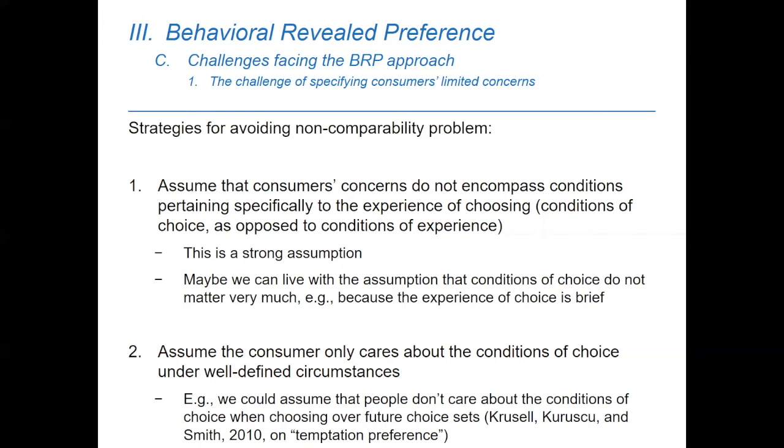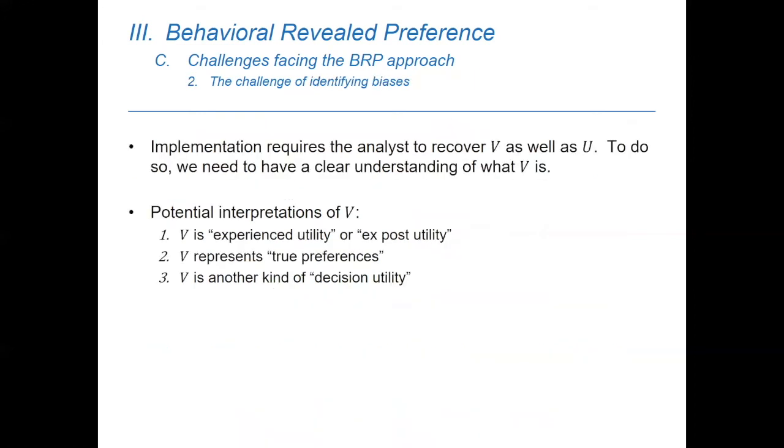Now let's turn to the second challenge that we face when we use the behavioral revealed preference method. And that's the challenge of identifying biases. Implementation of this method requires the analyst to recover V, the normative utility function, as well as U, the decision utility function. To do so, we have to have a clear understanding of what V is.